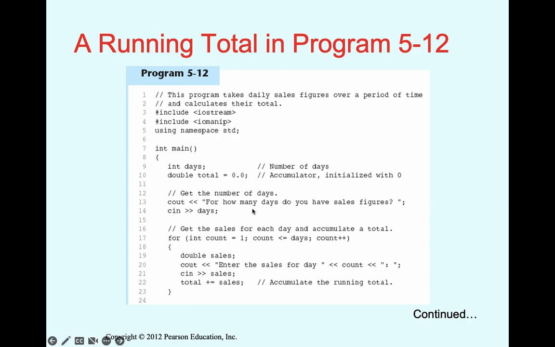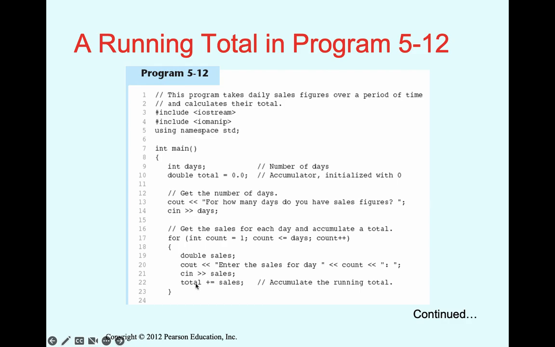We ask the user how many days they have sale figures. We ask the user to enter the days. After that, we make a loop from 1 till the number of days that the user entered, and every time we add 1. Inside the loop, we ask to enter the sales for that day, and we add that to total.